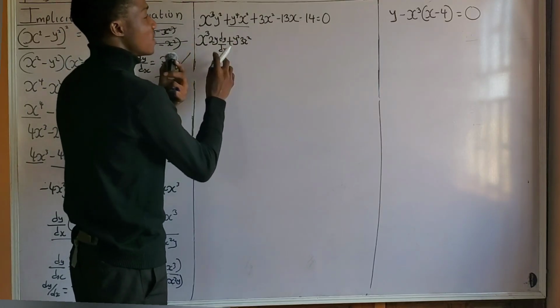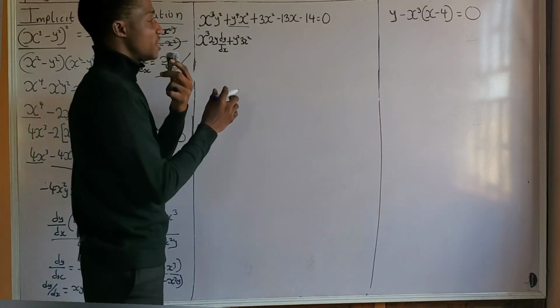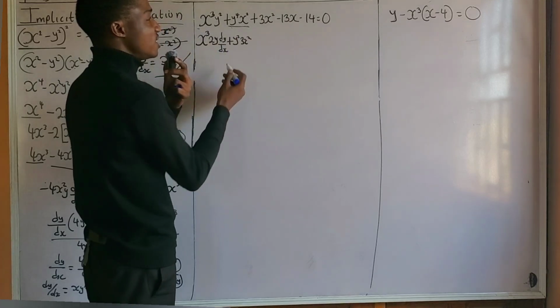Now, the second term is this, y raised to the power of 4, x squared. We are still going to use the product rule to differentiate this.